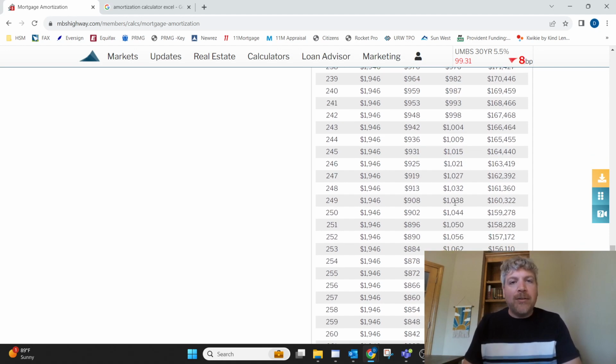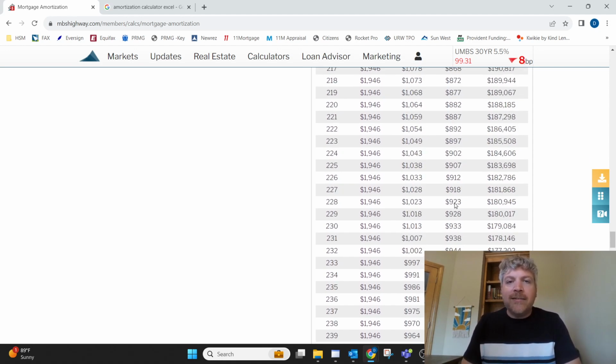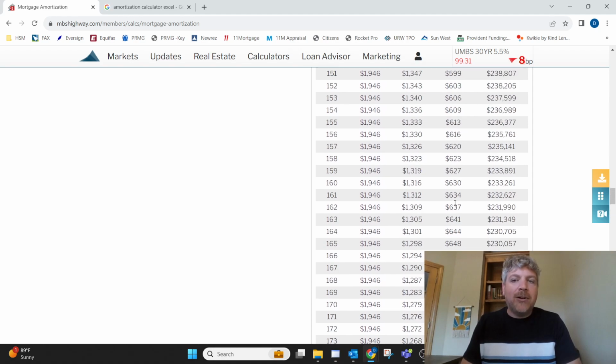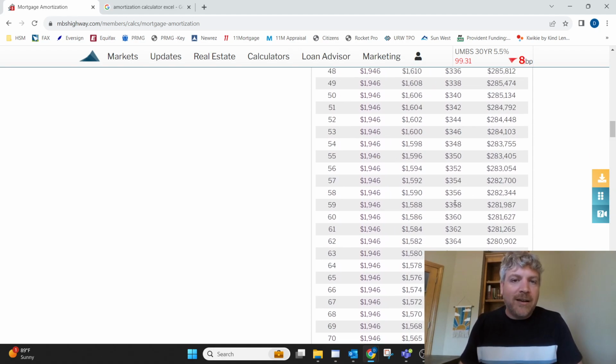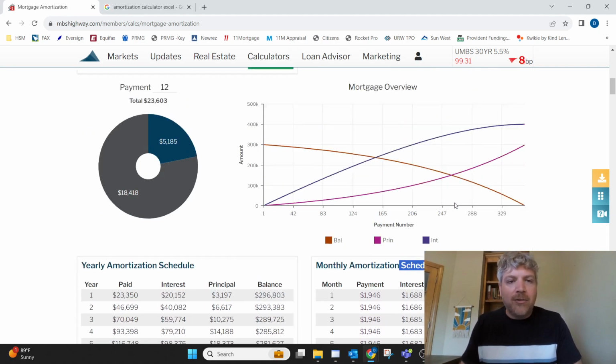Okay, so if you have an amortization calculator, you can take a look at this and you'll see exactly how much is going towards principal and interest based on what month of your payments you're in.